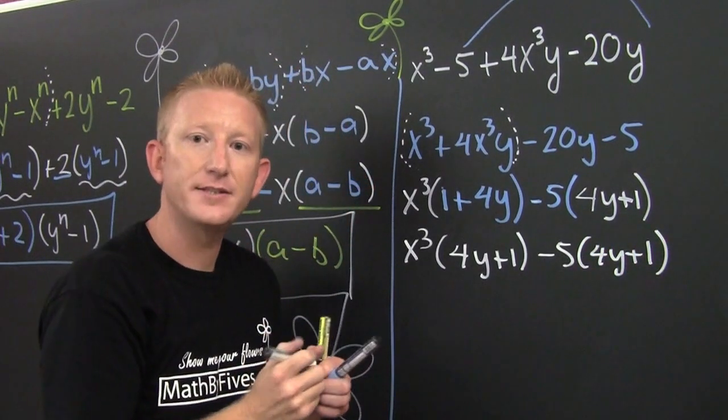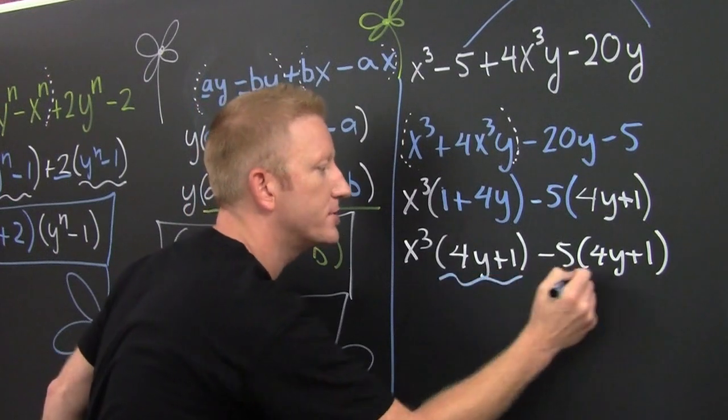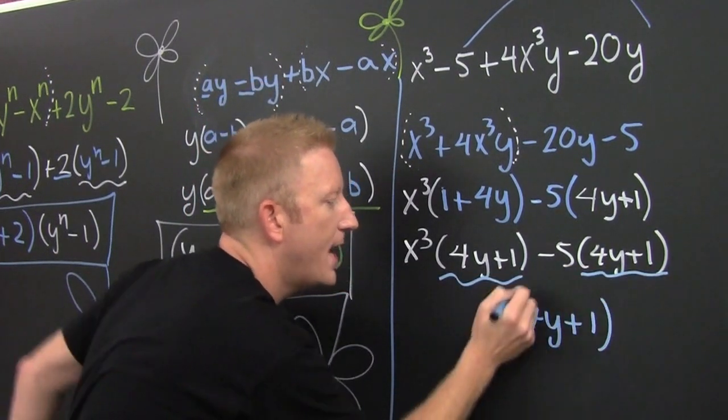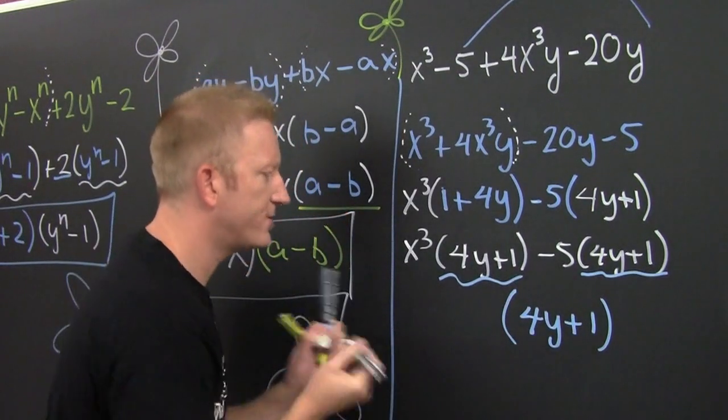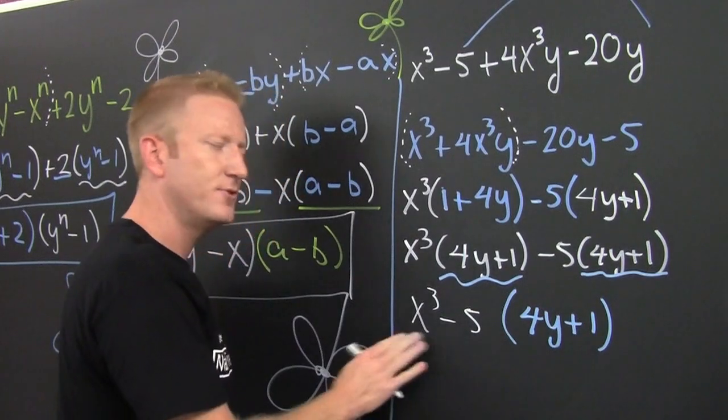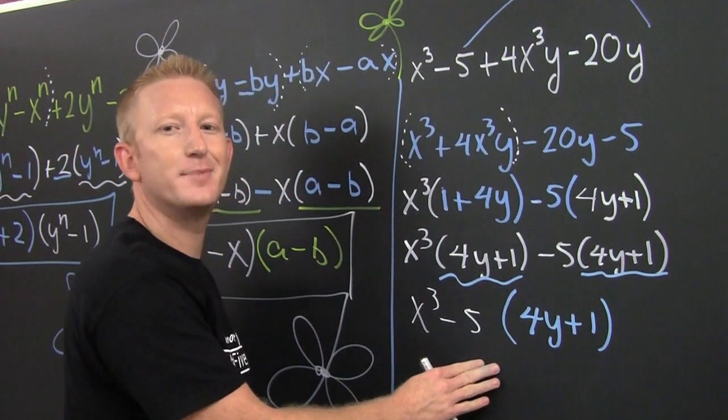Do I have a common factor? I do, and I factor it out now. So I pull out that 4y plus 1. And then left over on the inside, I have all those leftovers, and that's x to the 3 minus 5. Do I put these in parentheses? Absolutely.